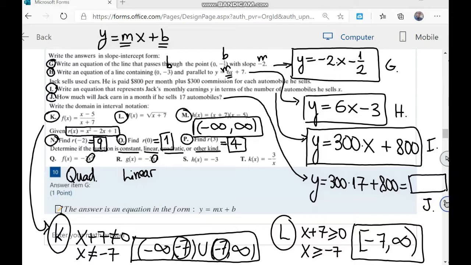Check S. On S, you don't have any variables at all. You just have a number. If you don't have any variables and just have a number, it's a constant function. And finally, this is a special function where the variable is on the denominator. This function is called reciprocal. It's not quadratic, it's not linear, it's not constant. That means it's other kind of function. Okay? So we finished the second part.